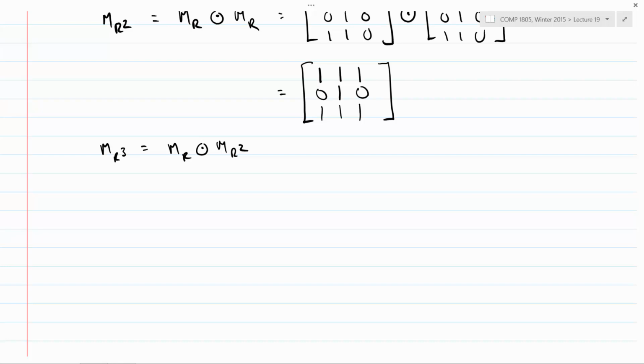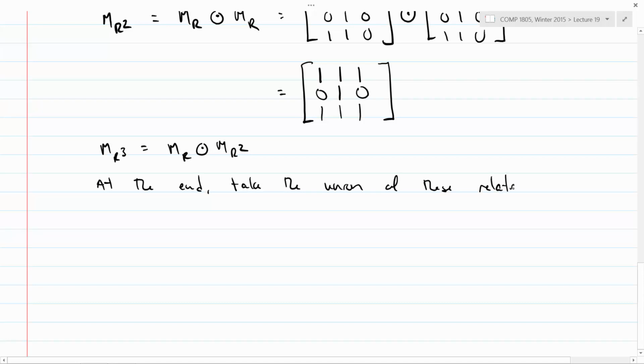And of course, when you've got all these matrices, you then combine them all together. So you look at an entry, and if there's a 1 in any of the entries of the matrices, then the result is a 1. So you don't get your answer by looking at MR to the n, right? You have to join or combine all of those matrices. So in fact, the operation you use, you take the OR of them. So at the end, take the union of these relations by computing the OR of the matrices.